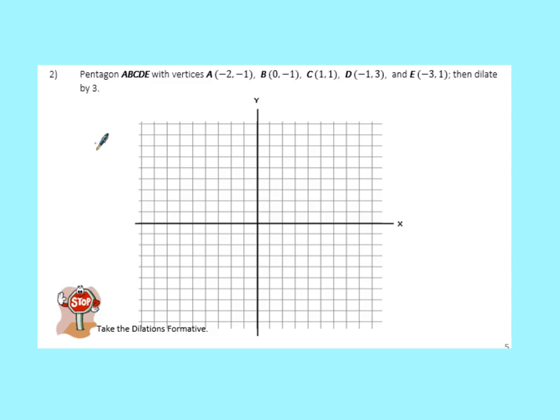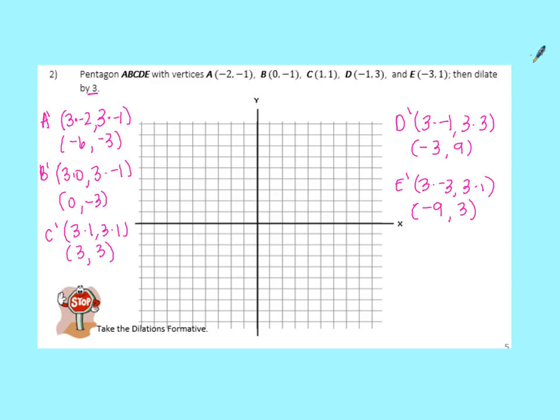Okay, now that you've tried 2 on your own, let's go over how we do this. It asks us that we have a pentagon A, B, C, D, E, and here are our vertices. We're dilating it by a scale factor of 3 this time. So for each of those points, we're just going to multiply everything by a scale factor of 3. So here's the work for that. So here are our new points for that dilated shape of 3, 3.